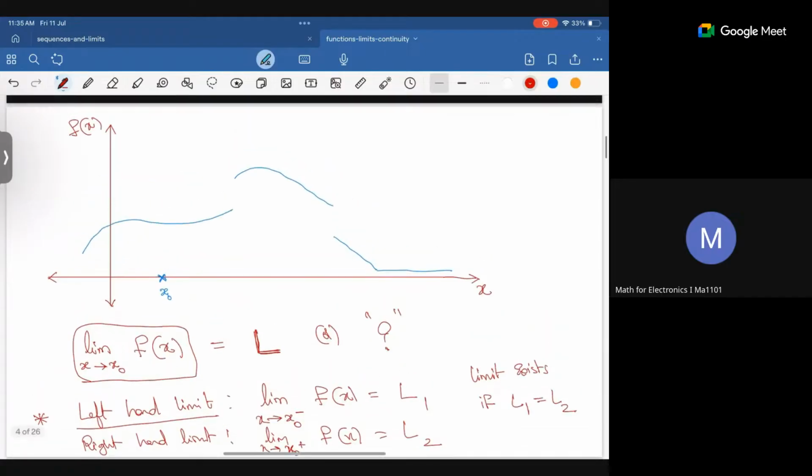So here in this graph, you can see at x0, even if you come from the left hand side or the right hand side, your function values will approach towards this point only. Right, so a single point, and this is f of x0. So at x0 there exists a limit.